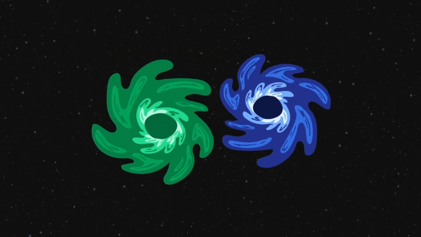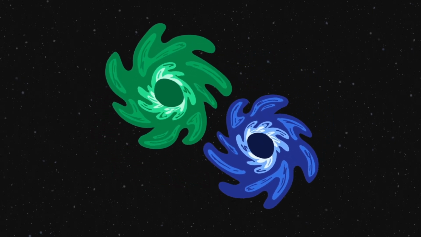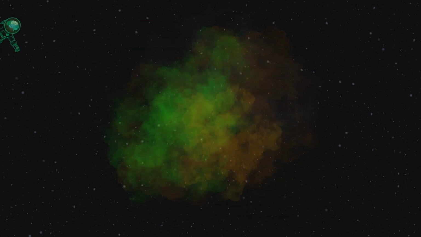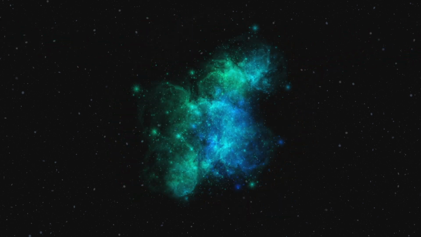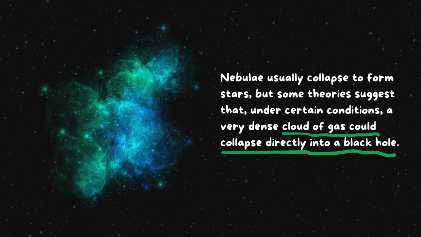Possible formation scenarios include the merging of several stellar black holes, the gradual accumulation of gas in a localized region, or the direct collapse of huge clouds of gas without forming a star first.